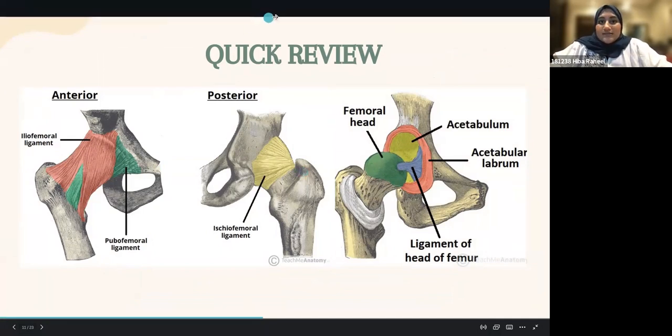Okay, so now we're quickly going to review the ligaments. There are a lot of ligaments, just like we have in the shoulder region. We have a lot of ligaments holding our hips together, the two bones. We have the iliofemoral ligament, the pubofemoral ligament, the ischiofemoral ligament, and then the very important one, the round ligament or the ligament of the head of the femur.